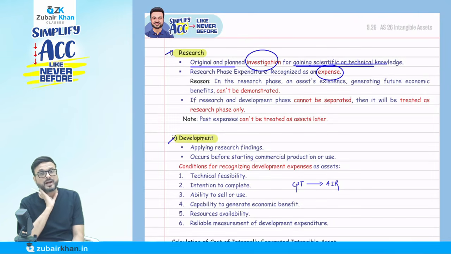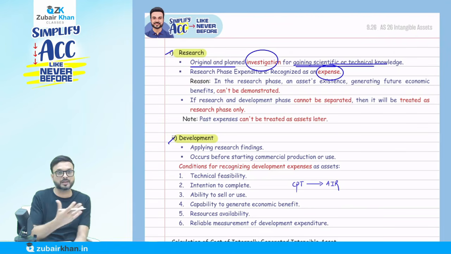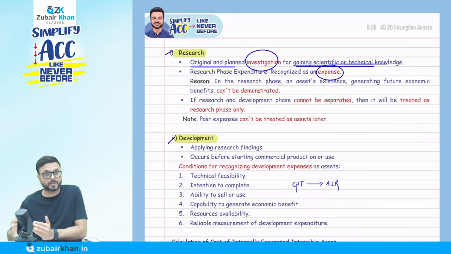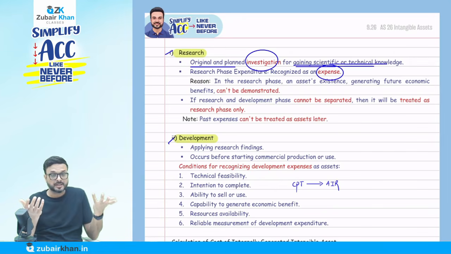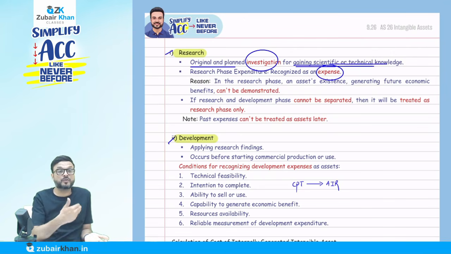But why will it be charged to the P&L account? Because when we do the research, we don't know whether we will be able to develop the product. Say someone is doing research to make a medicine that will help cure cancer patients at a lower cost. They have not yet developed it, they are just doing the research. That research might be successful, might not be. So there is uncertainty regarding the future economic benefit.